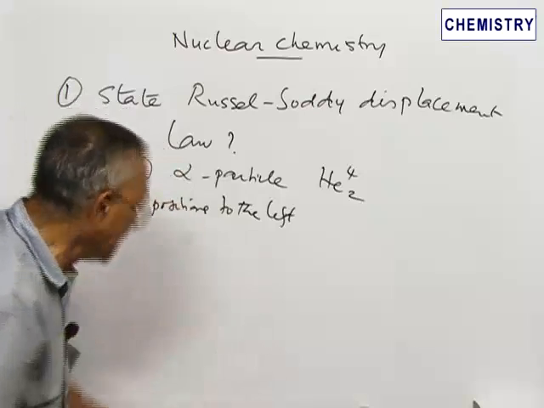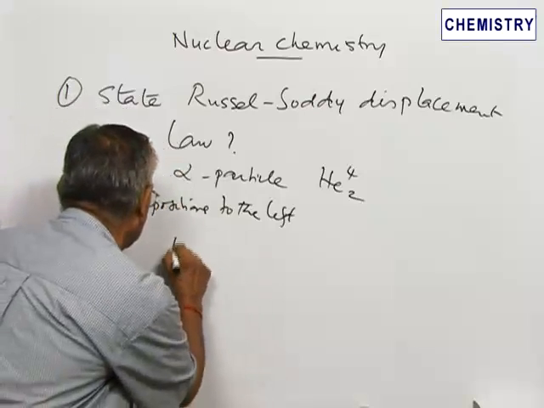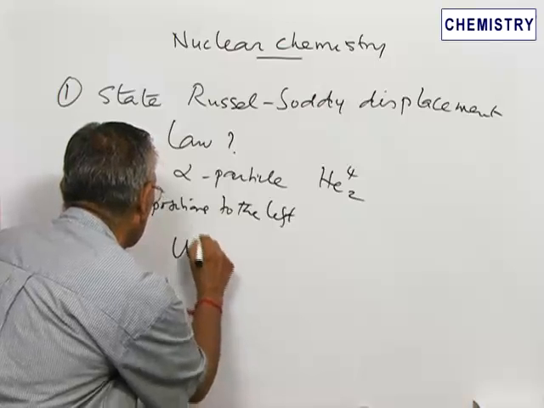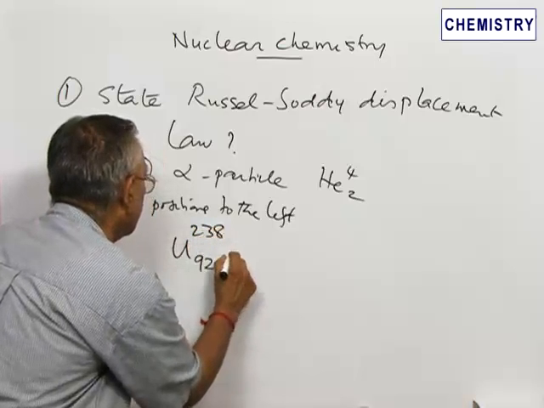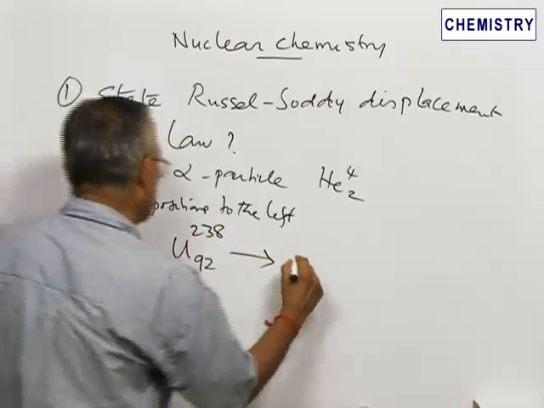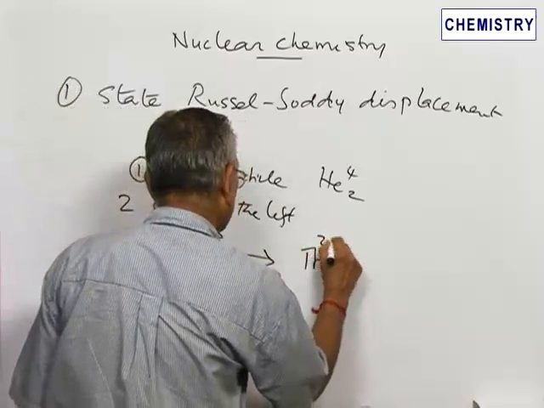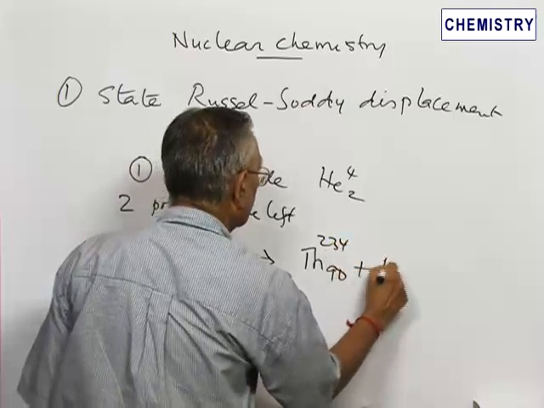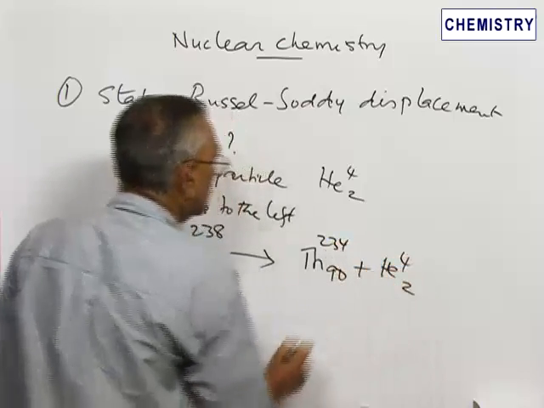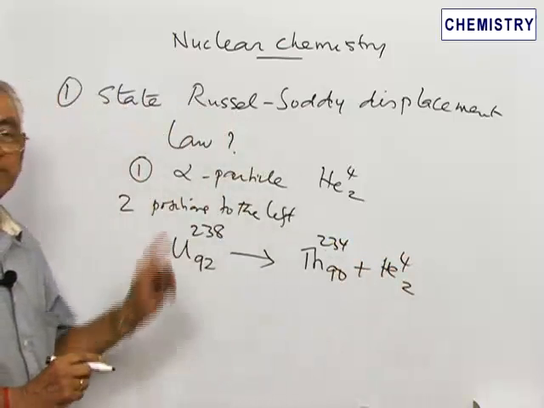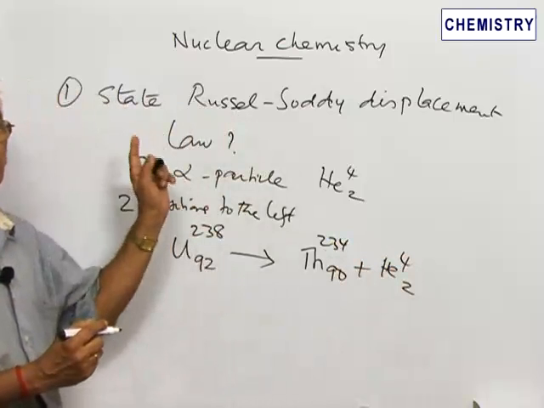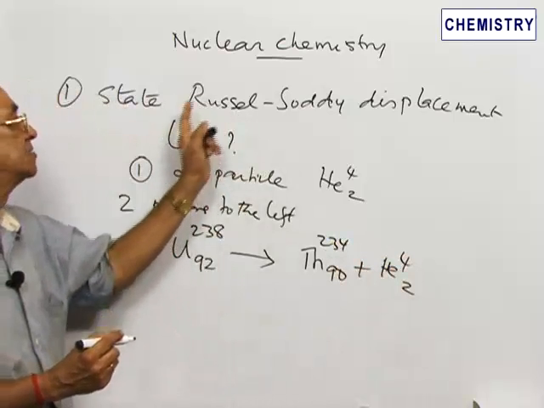of mass 238 loses an alpha particle to give rise to thorium 90 of mass 234 and an alpha particle. This is the example of the first law, which is known as the Russell-Soddy displacement law.